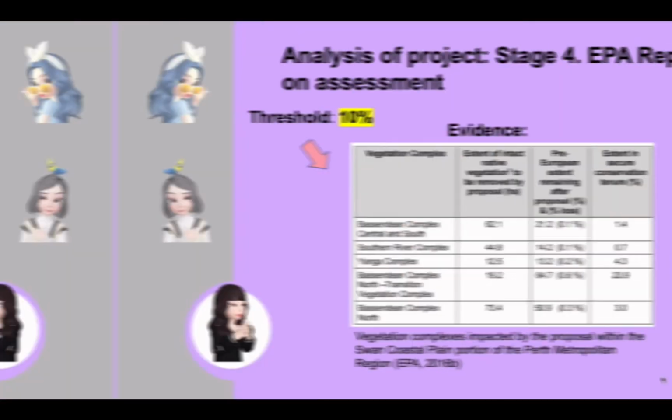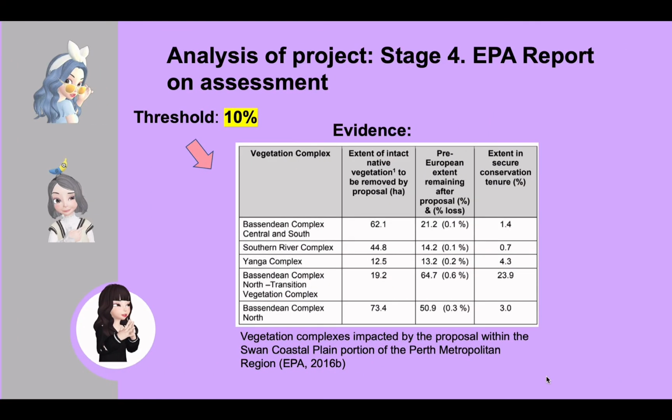Then let me analyze the remaining stages in the EIA. In stage 4, the same threshold was used to determine the significance. In this figure, we can see that these 5 vegetation complexes would be cleared and all of their remaining extent in this pink circle were more than 10% and fell at the acceptable side. So EPA determined that the impacts on them would not be significant.